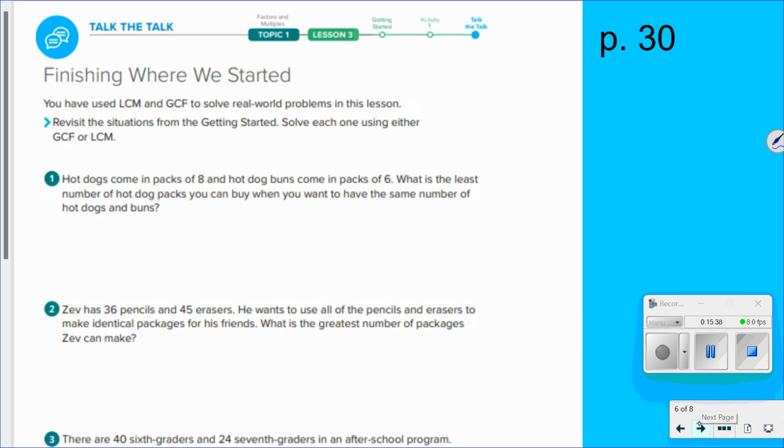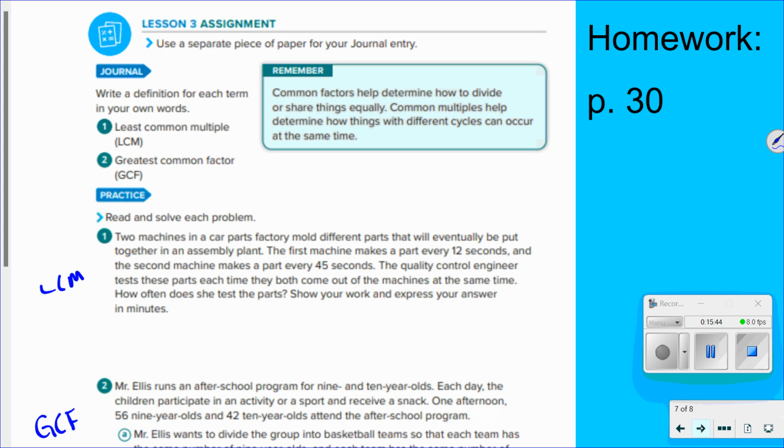Okay. Here's why we did this, guys. This page is exactly what we just did, but now I was just saying find the GCF and LCM. Here's your homework. Let's go to page 31, not 30. It's on your agendas. 31 and 32. I'm giving you big hints on this one, guys.